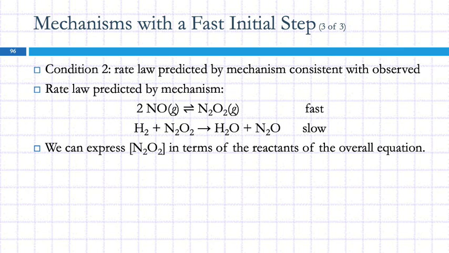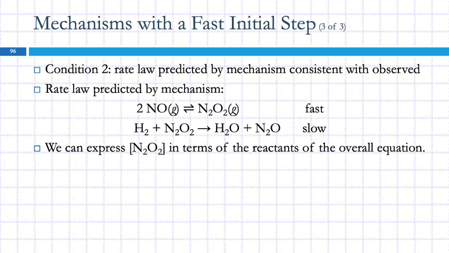So condition 2 is that the rate law predicted by the mechanism has to be consistent with the observed rate law. So what's the rate law predicted by this mechanism? And we're just showing the first two steps. We're not showing the last step. So it's the slow step.